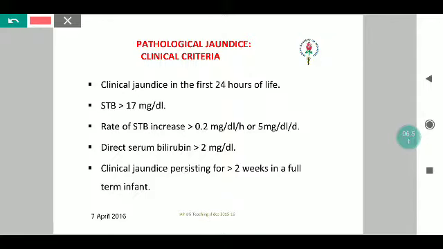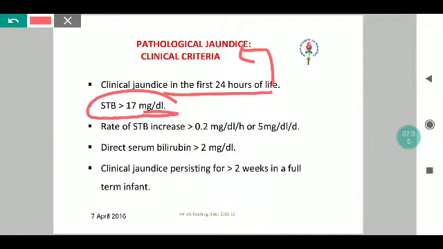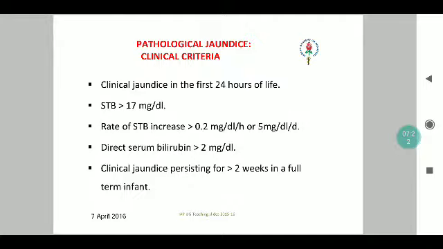If there is clinical jaundice in the first 24 hours of life, it is pathological jaundice without a second thought. The other criteria to label it as pathological jaundice include serum bilirubin more than 17 mg per deciliter, the rate of increase being more than 0.2 mg per deciliter per hour or 5 mg per deciliter per day, if the direct serum bilirubin is more than 2, or if the clinical jaundice is persisting for more than 2 weeks in a full-term infant. All of these are criteria to label this as pathological jaundice.